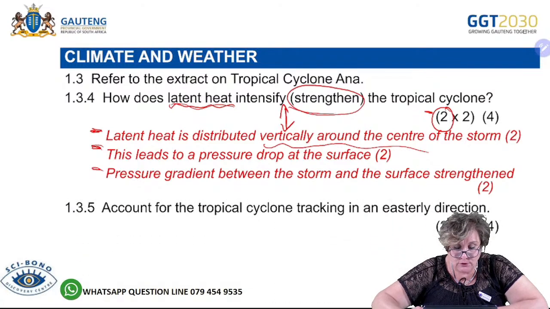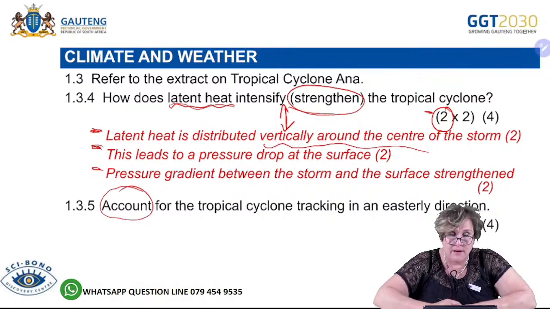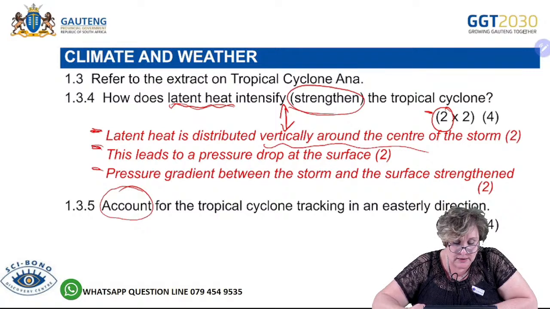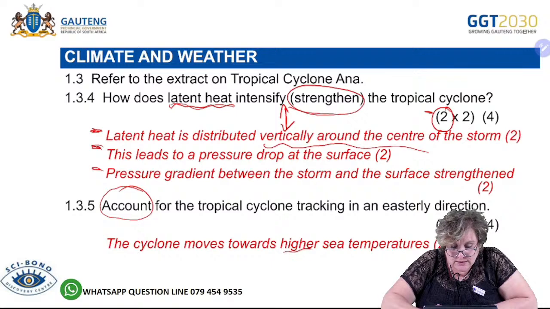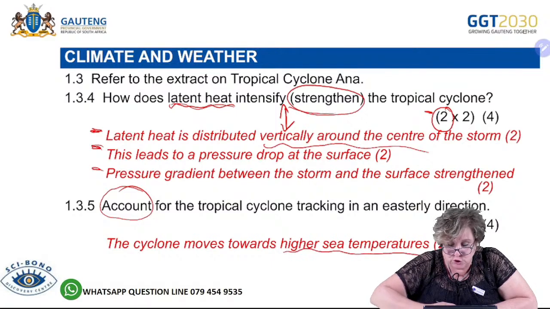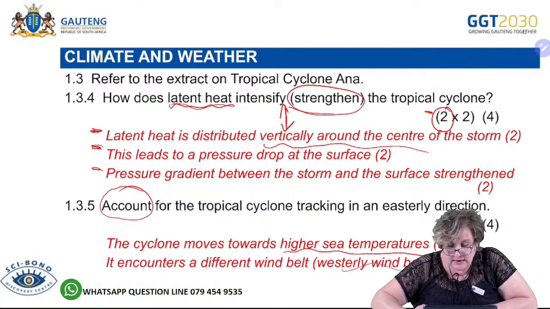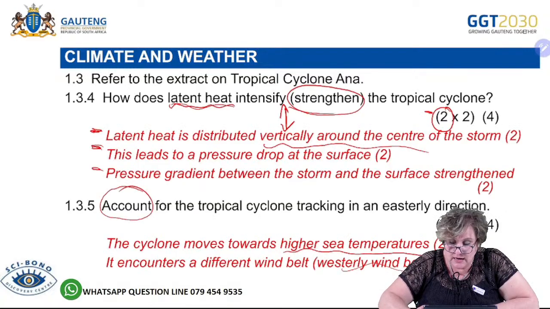135. Account for the tropical cyclone tracking in an easterly direction. Account. We have discussed this on many occasions in these lessons. What does it mean to account? You must give reasons. The cyclone moves towards higher sea temperatures for 2 marks, or it encounters a different wind belt. It is in a westerly wind belt, and now that wind belt is driving it in an easterly direction.